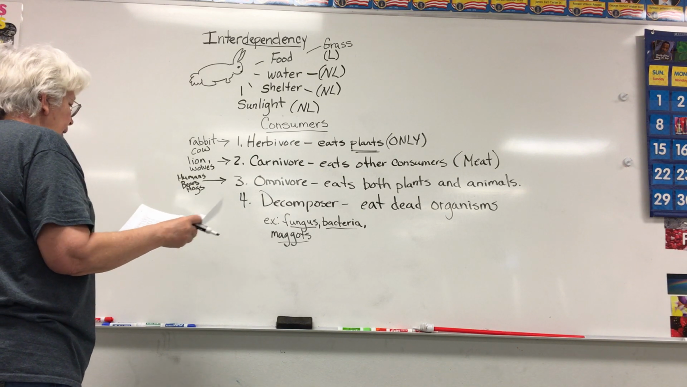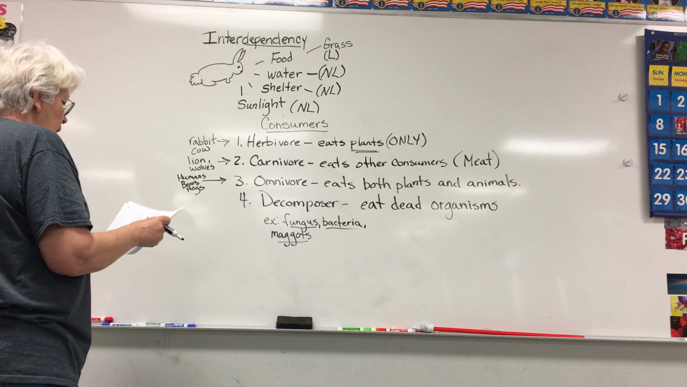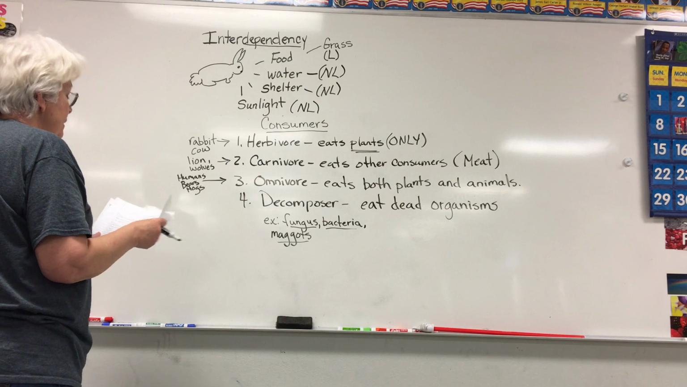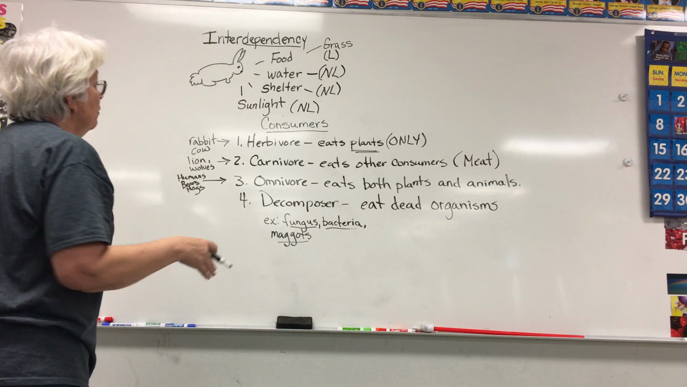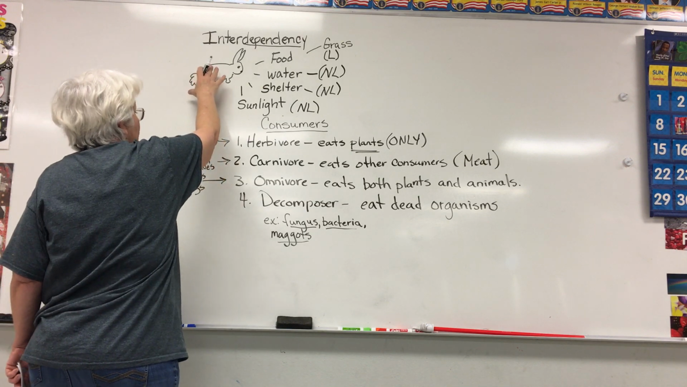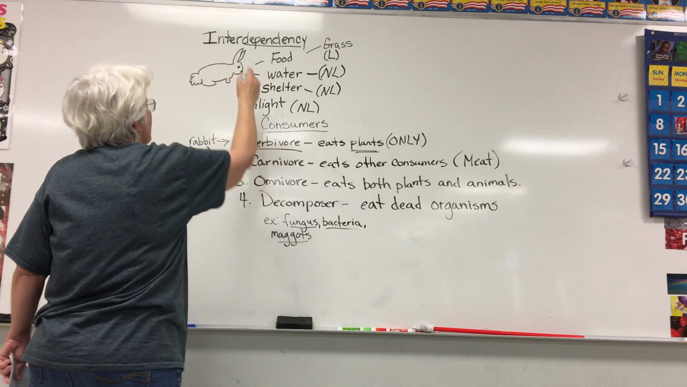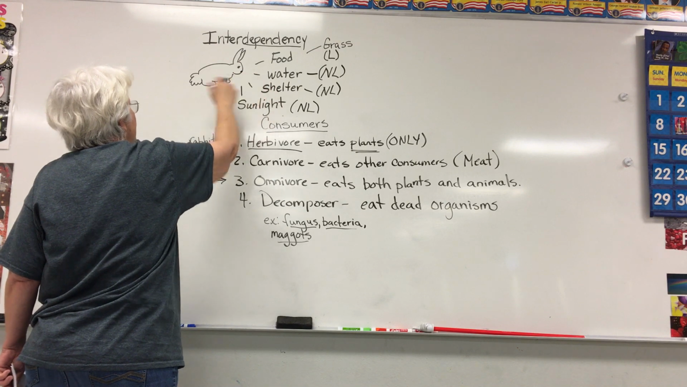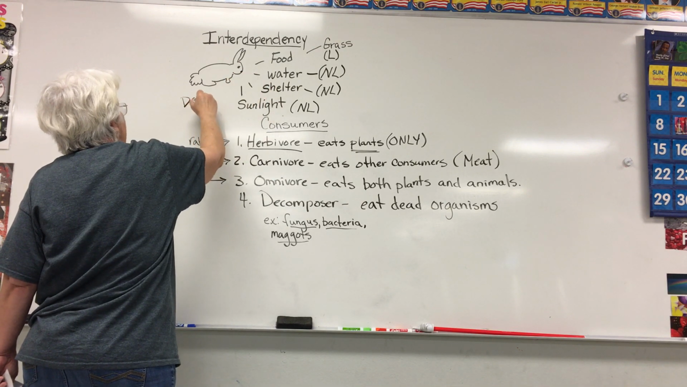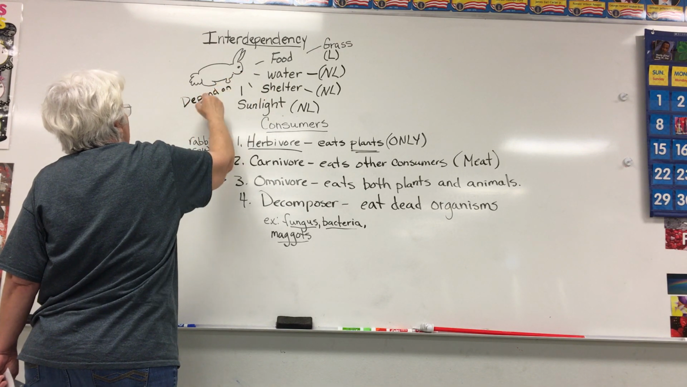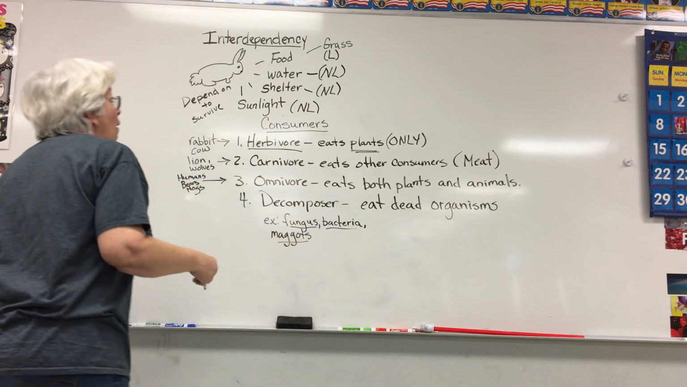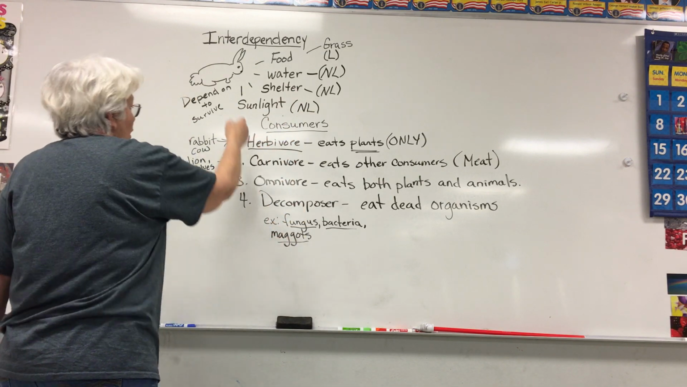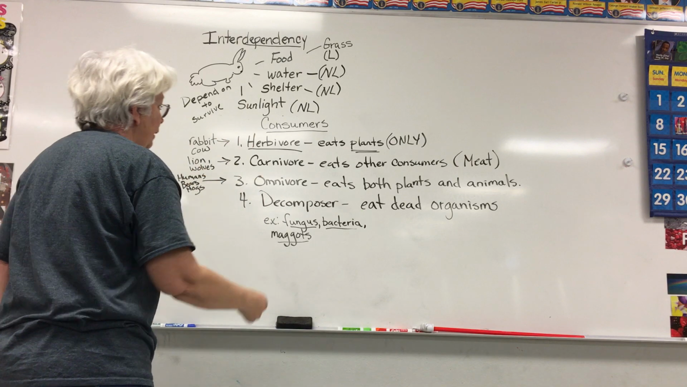Okay, so that is the lecture over interdependency. And you say, well, we kind of got away from the interdependency. Well, not really, because we're still talking about Mr. Rabbit here. He's a herbivore, and what does he depend on? What does he depend on to survive? So the first thing you have to say is, is it a living or non-living thing? And if it's a living thing, where does it fall here?